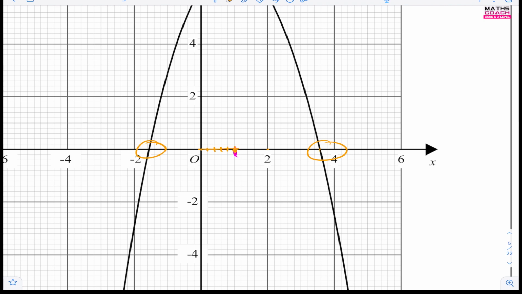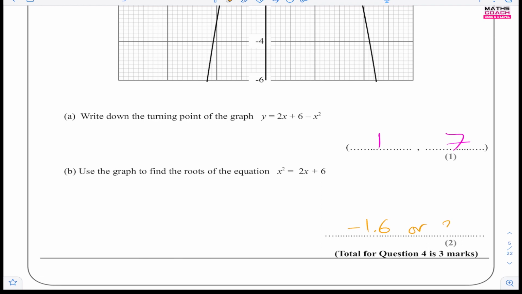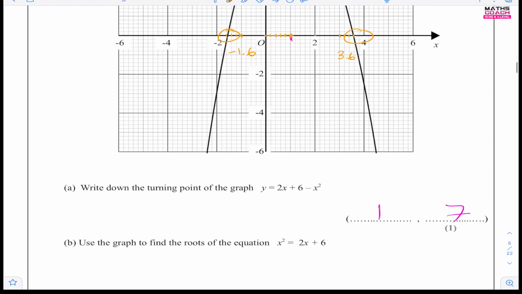So what is this value right there? This is 3, so therefore this is going to be 3.2, 3.4, and 3.6. So that's 3.6. On the other side, this is minus 1, so this is going to be minus 1.2, minus 1.4, minus 1.6. So the two roots are minus 1.6 or 3.6.